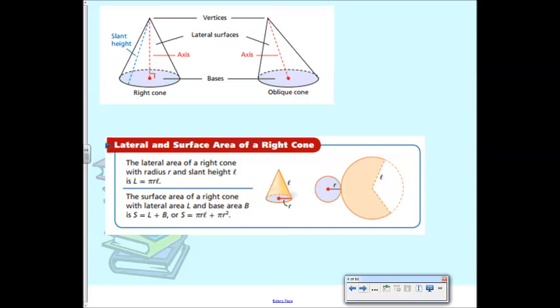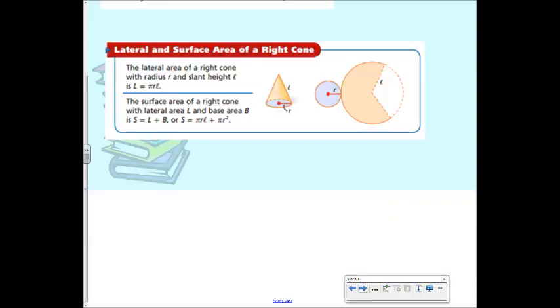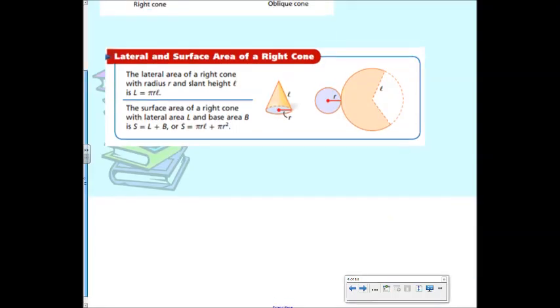Okay? So lateral and surface area of a cone. The formula for lateral area is pi r L. What's r? Radius. And what's L? Slant height.